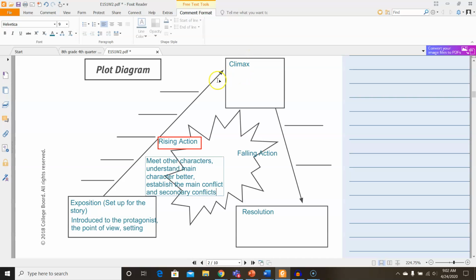Here during the climax, this is where stuff really starts to hit the fan. There's some kind of a big event that happens. The character gets tested in some huge way. The falling action, pieces start falling together. And then finally the resolution, which is the happily ever after, or unhappily ever after.